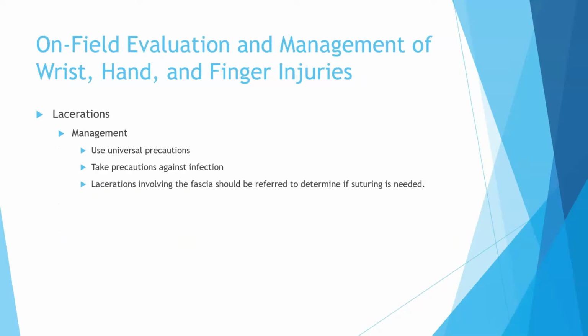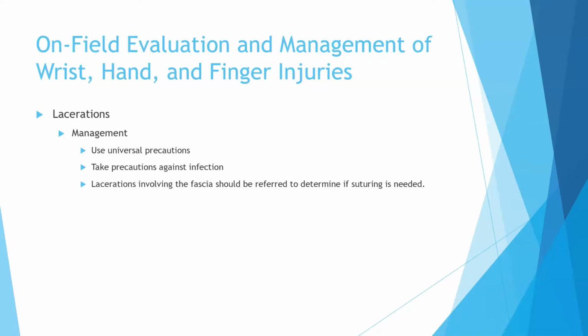Okay, on the field evaluation, most often what happens is there's scrapes or abrasions that can and do happen. Maybe they've fallen at a cross-country meet and abraded their wrist and hand, or gotten stepped on, or whatever the case may be. No matter what, we want to make sure we're using universal precautions. We have our gloves on and we're protecting each other.